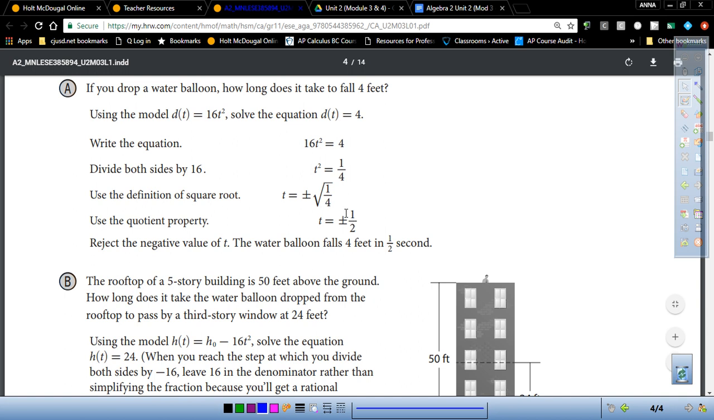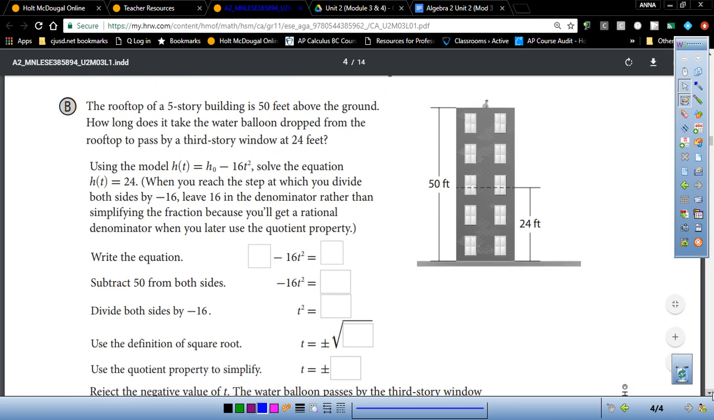Now, it does have plus and minus as you're solving the equation, but now we have to put it back into context. Context means back into the real world situation. And in the real world, we're not going to have a negative time. Now, there will be quadratic equations we solve where both solutions make sense. But in this situation, the negative time does not make sense. So we're going to reject the negative value. We're going to say the water balloon falls 4 feet in half a second. So that is what this means in context, that the water balloon falls 4 feet in half a second.